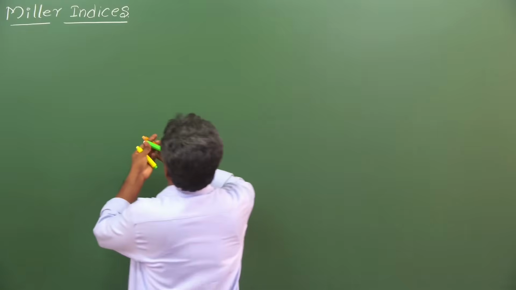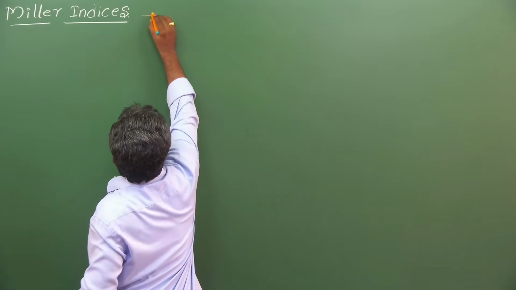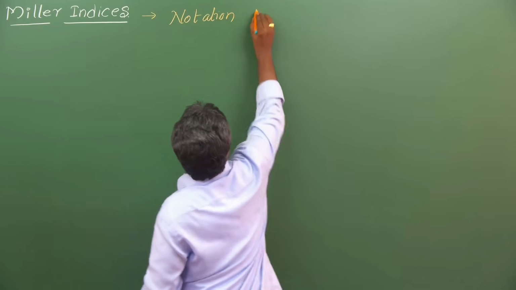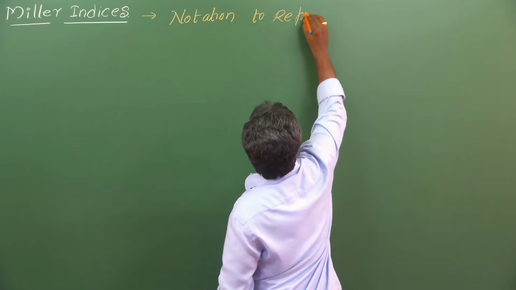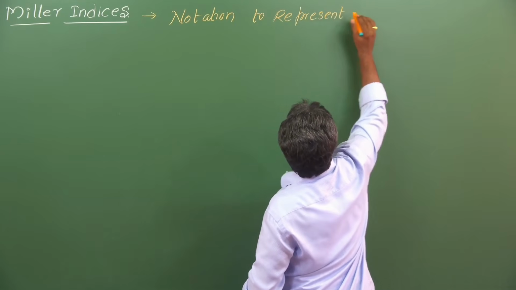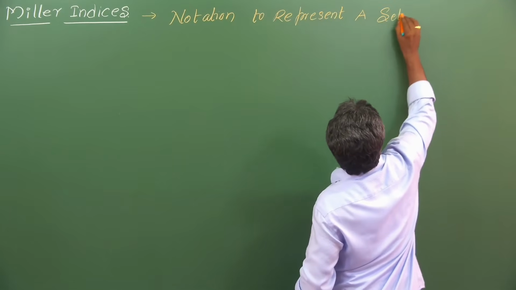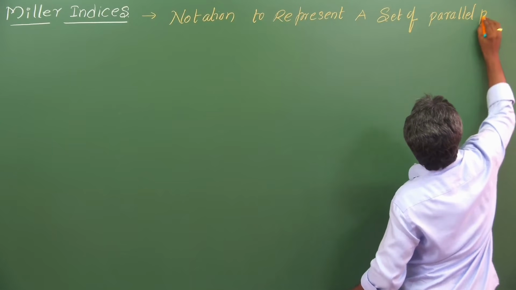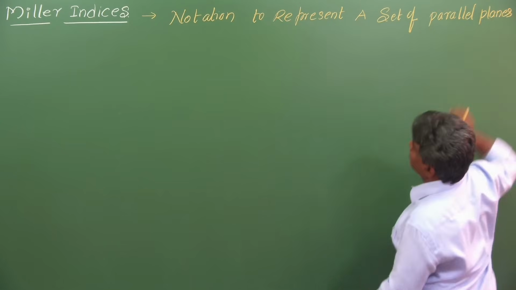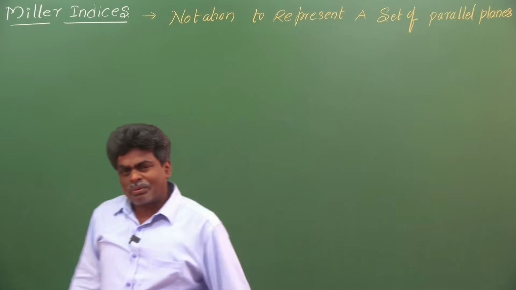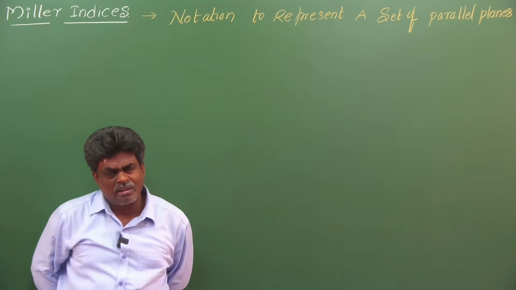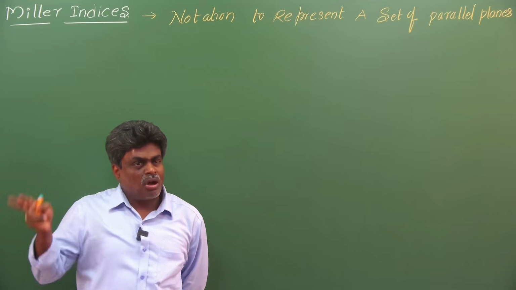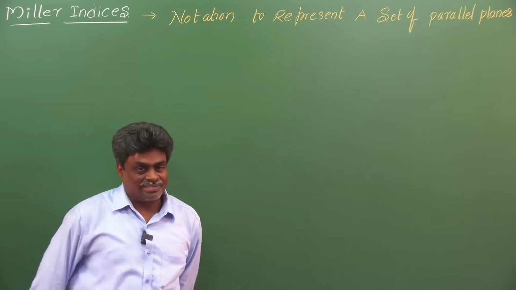Miller indices. It's a notation. It's just a notation to represent a set of parallel planes. You got a doubt? Set of parallel planes. There will be so many parallel planes. Out of those parallel planes, you are taking one plane.